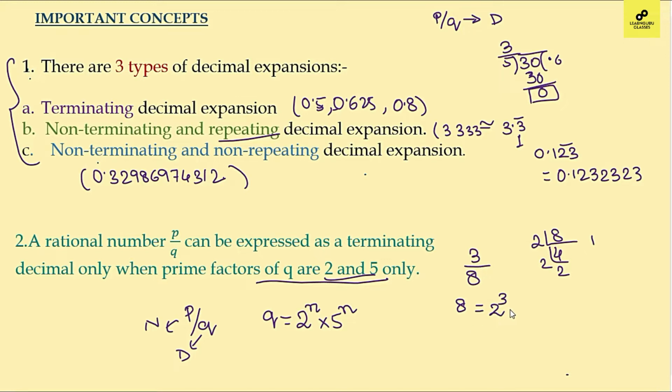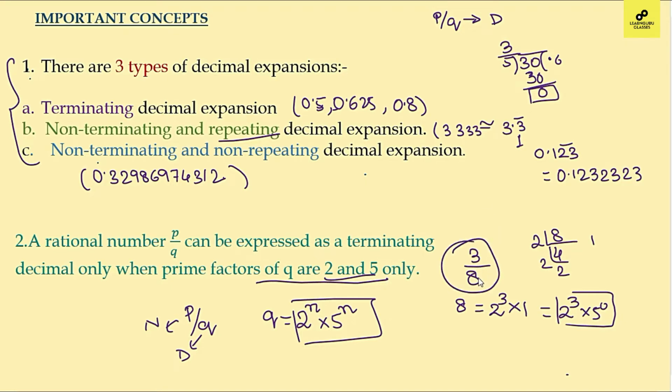So 2 to the power of 3 into 1 we can write. Again 2 to the power of 3 into 5 to the power of 0 we can write. Is this resembling this form? Yes, this is resembling this form. So we can say that 3 by 8 will give a terminating decimal expansion. Okay, so keeping these two important concepts in mind, let us try to proceed with our exercise.